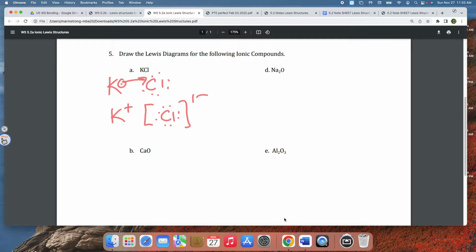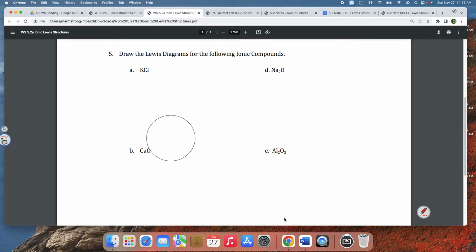You could look on the periodic table for the 1 plus charge and the 1 minus charge. The metal is always some type of plus. The nonmetal is always in brackets, always has 8 dots around it, and always will have some type of negative charge on it. CaO. Ca has 2 valence electrons.